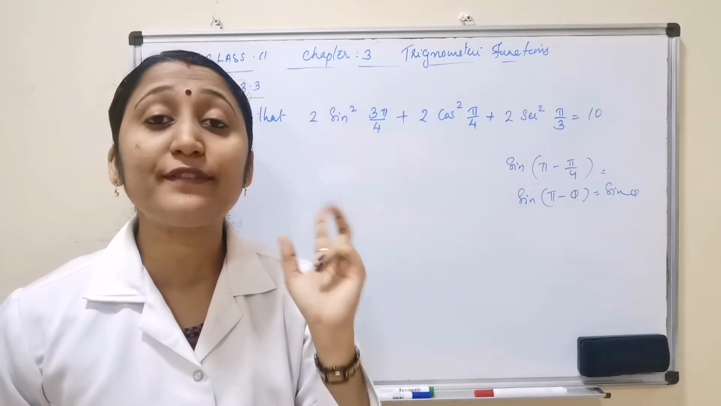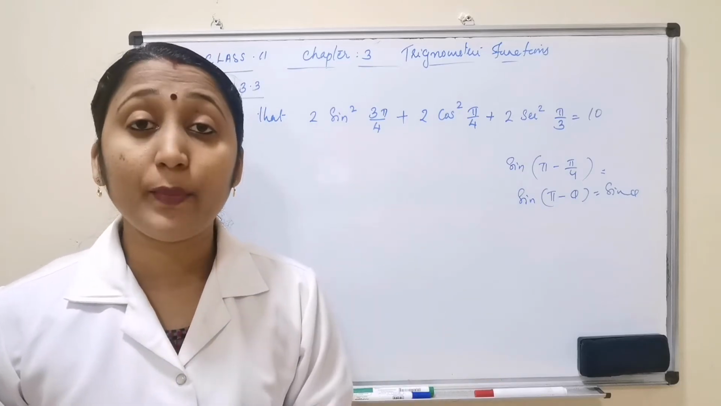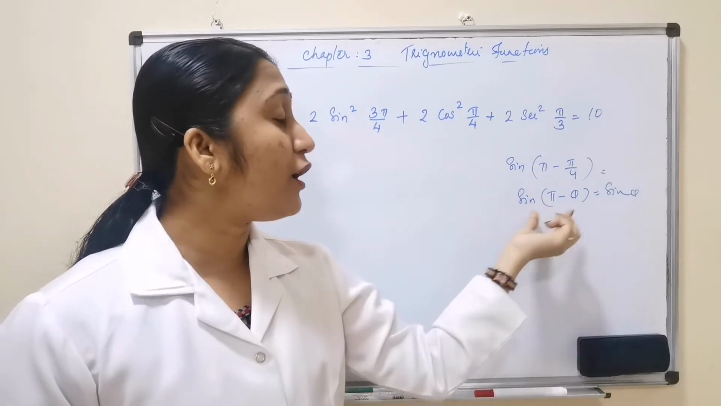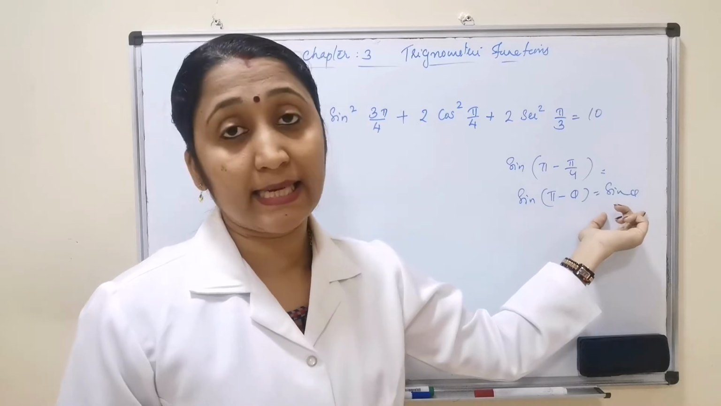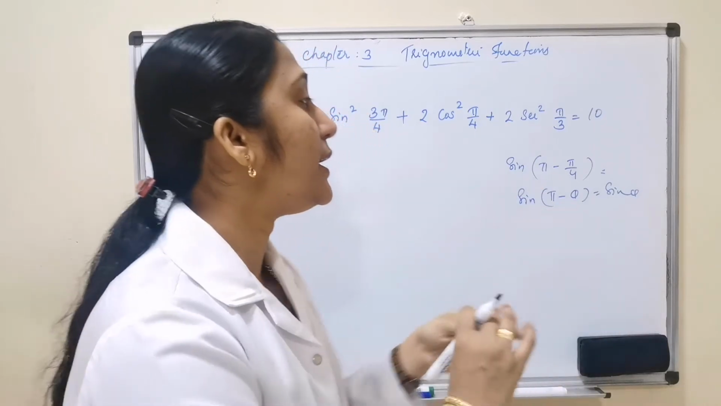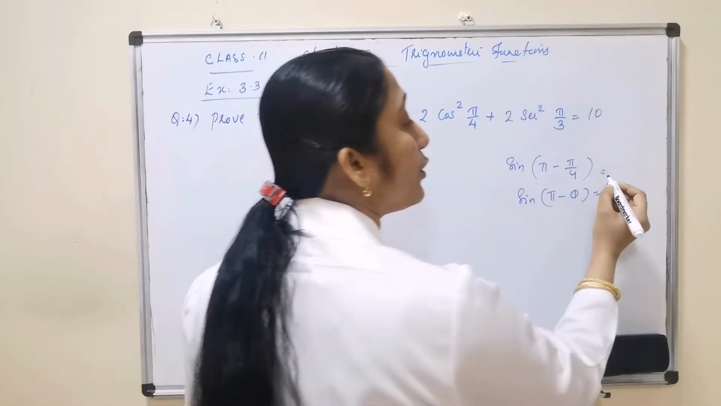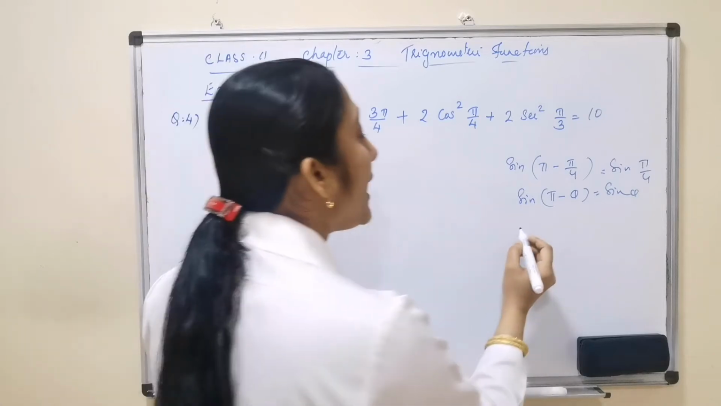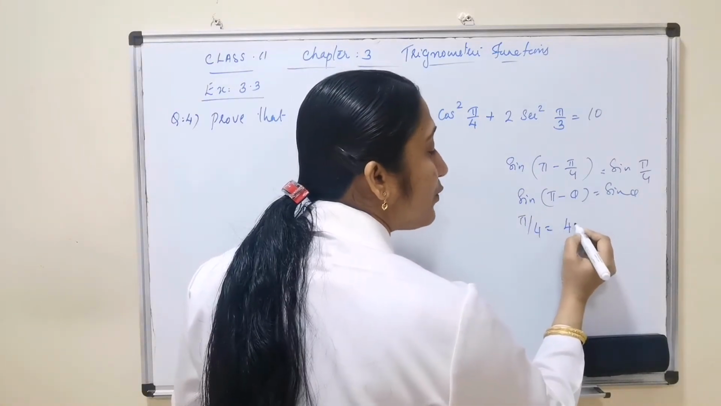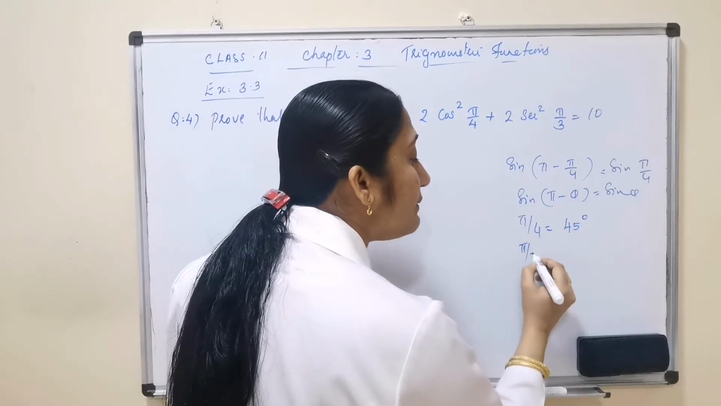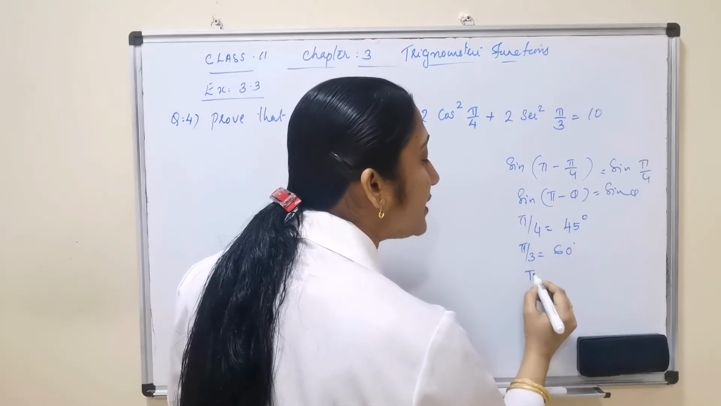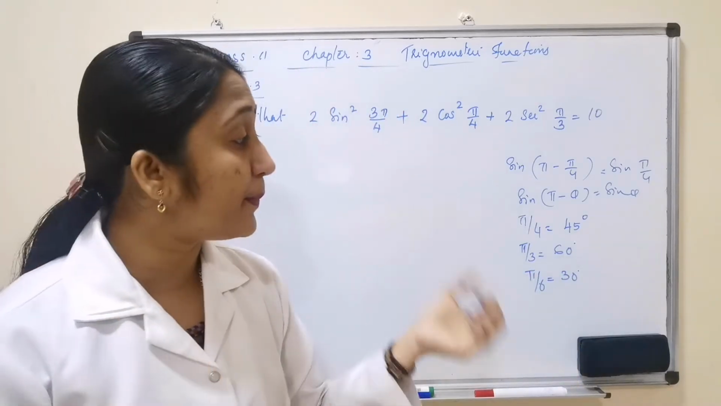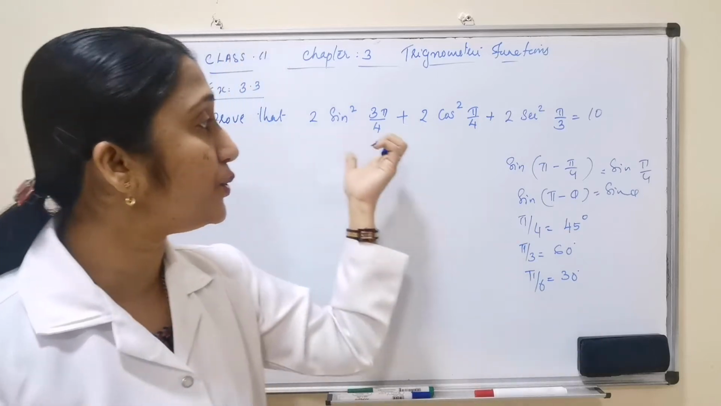What is the speciality of the second quadrant? In the second quadrant, sine and cosec are positive. That is why sine of π minus θ is equal to sine θ; it will be positive. So sine of π minus π/4 is sine π/4. What is the value of π/4? π/4 is 45 degrees. What is π/3? π/3 is 60 degrees. What is π/6? π/6 is nothing but 30 degrees. We have to remember all these things, then only you can do these problems.